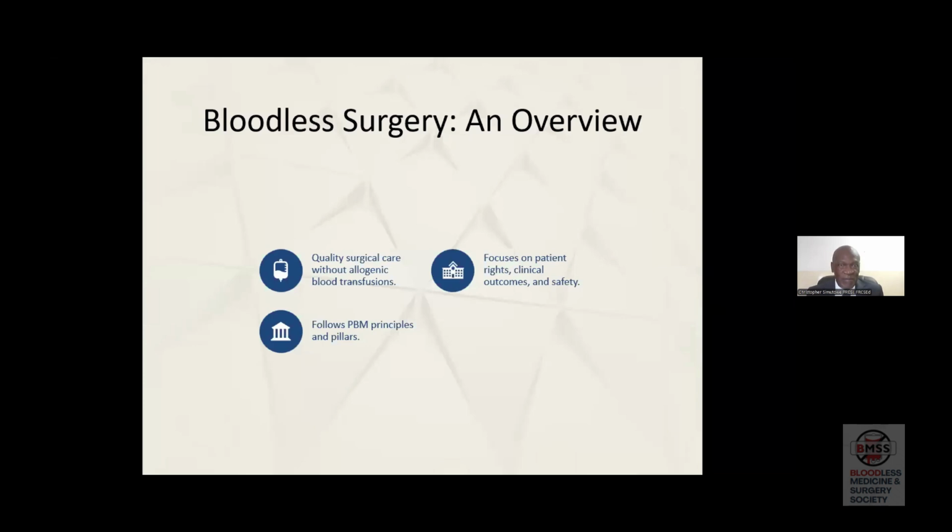Bloodless surgery. Just an overview. This is the provision of quality surgical care without allogenic blood transfusions. It focuses on patient rights, clinical outcomes and safety, and it follows the patient blood management principles and the pillars. We'll discuss more on the pillars.